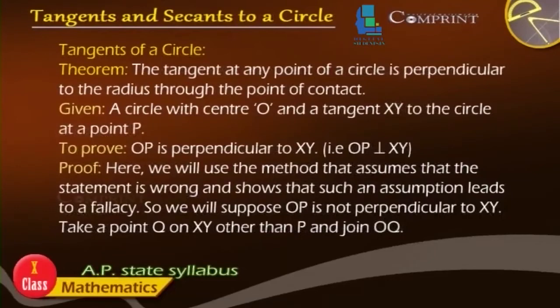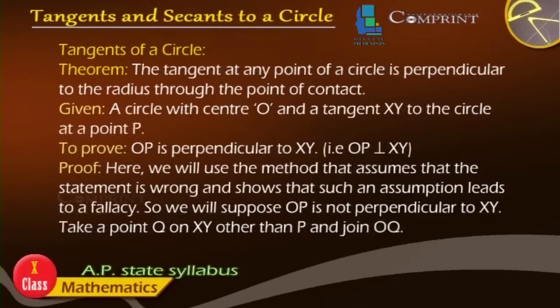Tangents of a circle. Theorem: the tangent at any point of a circle is perpendicular to the radius through the point of contact. Given a circle with center O and a tangent XY to the circle at a point P. To prove: OP is perpendicular to XY.